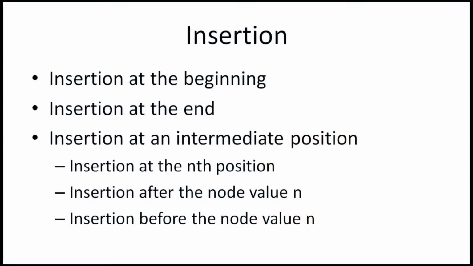Insertion of nodes in a linked list can be done in 5 different ways. The user may choose to insert a node at the beginning of the linked list, or at the end of the linked list, or at any intermediate position. And by intermediate position, we mean that the user may want to insert a node at the nth position of the linked list, or the user may choose to insert a node after a node having value n in the linked list, or the user may choose to insert a node before a node having value n in the linked list.